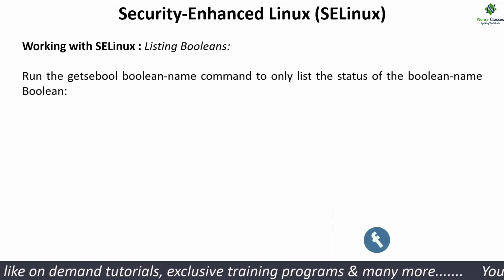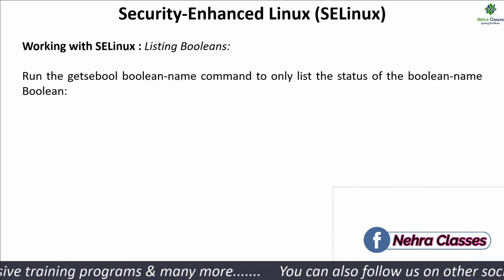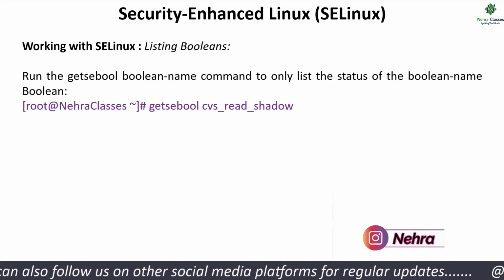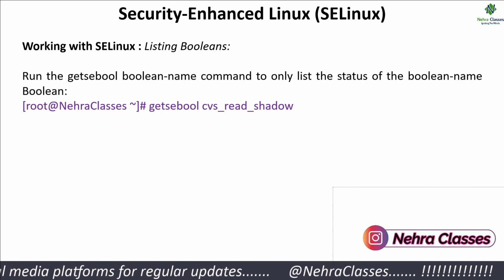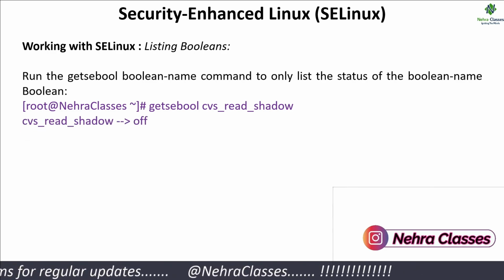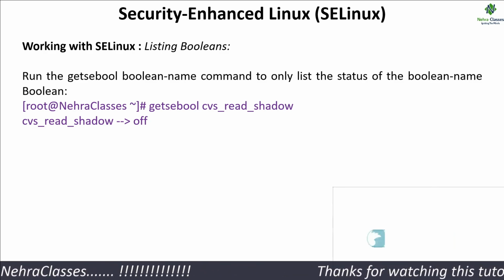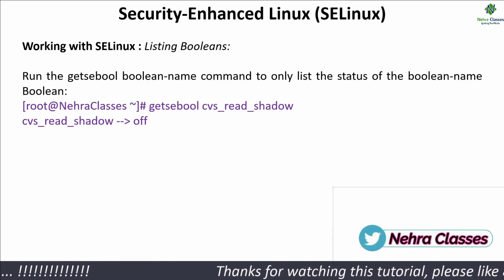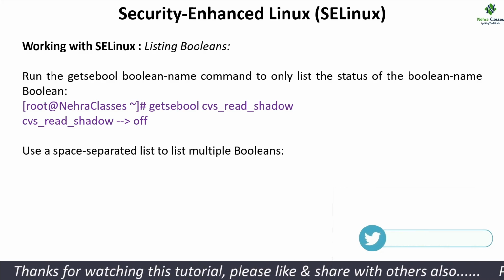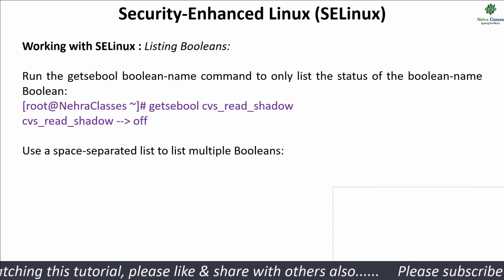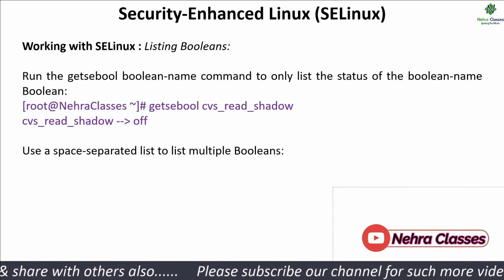You can also execute the getsebool command with a boolean name to only list the status of that boolean. For example, if you want to see the details of the cvs_read_shadow boolean, you can execute the getsebool command for the same and it will only show you the details of this boolean and whether it is on or off. Means it will show us the state as well. We can separate multiple booleans with a space in between them, which will list the details of those booleans which we mention in the command.